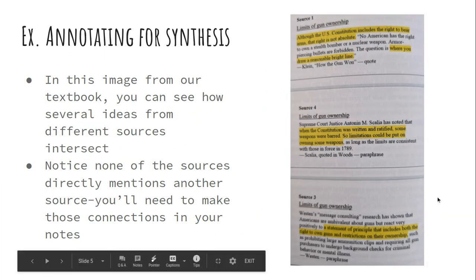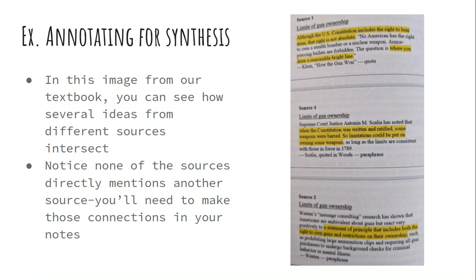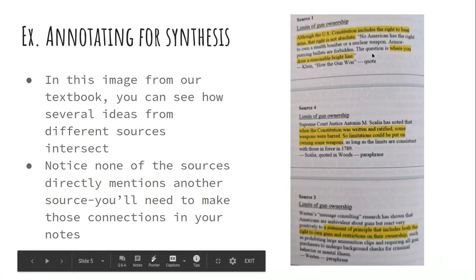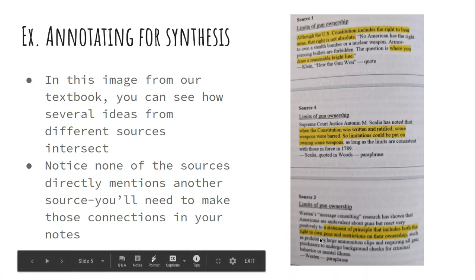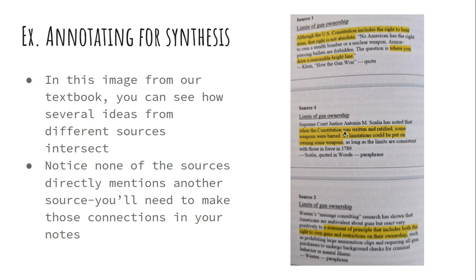So we've got an example here, and this is from our textbook. It's on page 524 of Norton's field guide, if you want to look more closely at it. But this is what annotating for synthesis might look like. You're going to see several different sources here, and the writer or the reader, well, they're doing both, right, has highlighted places in which these things intersect.